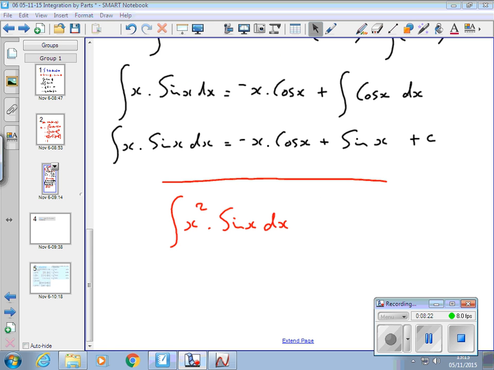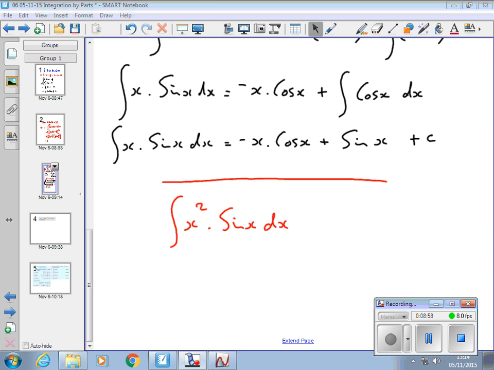What about if I was asked to integrate something like that? I would do exactly what we've just done. I'd let u equal x squared and then I'd run it through. But I wouldn't get rid of x, would I? Because if I differentiate x squared, I'd have 2x. So what do you think I do now? No, I'd end up with 2x times something. So I would do it again.